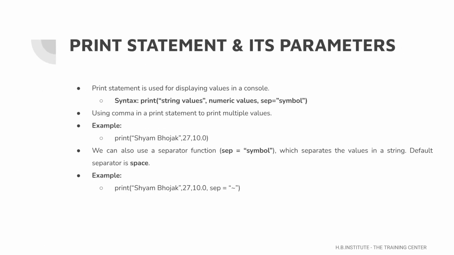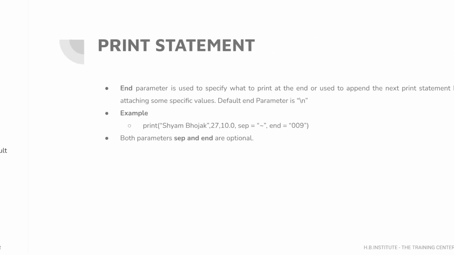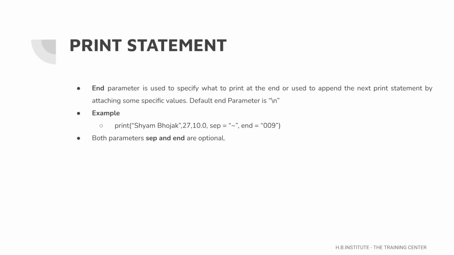The print statement displays values in the console. You can print multiple values by separating them with a comma. You can also use the optional sep parameter to define a separator other than the default space. The end parameter specifies what to print at the end of the output, or how to append the next print statement. By default, it's a new line character, \n. Both the sep and end parameters are optional.